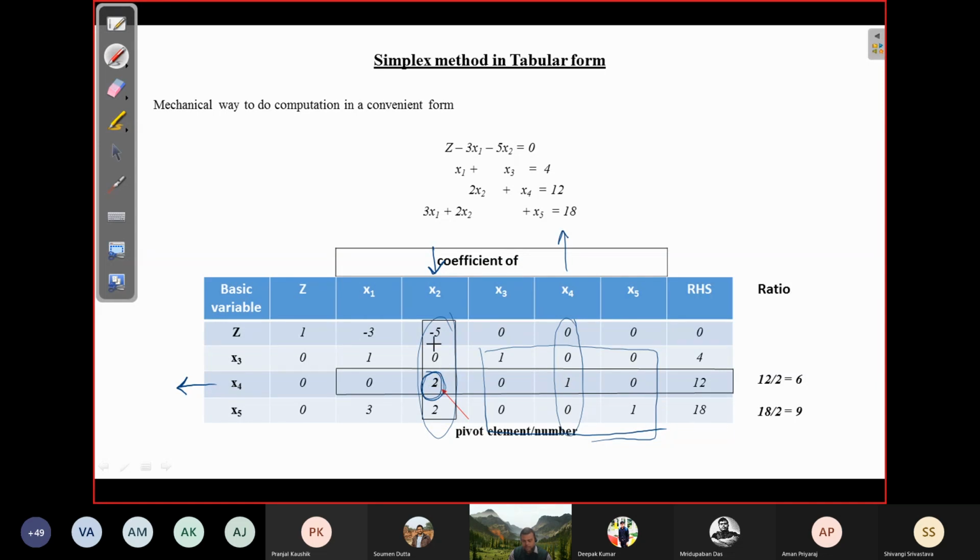Then I have to make the other entries in this column 0, right? The second entry is already 0, so I don't have to do anything. The first is minus 5. So how to make it 0? How to make minus 5 into 0 by doing Gaussian elimination? Row operations. Yes, row operations. If you divide by 2, then there will be some change in this row, and the pivot will be 1, and then you multiply it by 5 and add to this first row, so then it will be 0, right? And then this entry, this 2, again needs to be 0, fine. So again you multiply the pivot row by 2 and then subtract from this last row, then you will have 0. So after doing this Gaussian elimination, you get this next step.